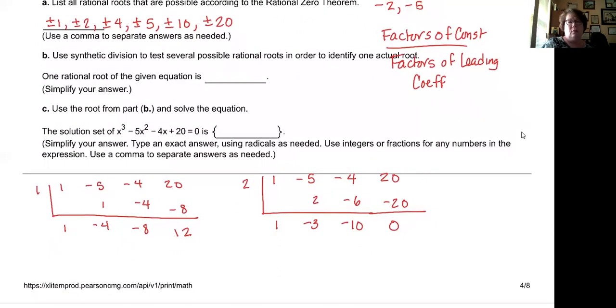So part B, one rational root of the given equation is, well, I determined that 2 is a rational 0. So I would type in 2. Now part C, we're going to use that root. We've done synthetic division so we can find the quadratic factor. Then I can find the other 2 zeros.